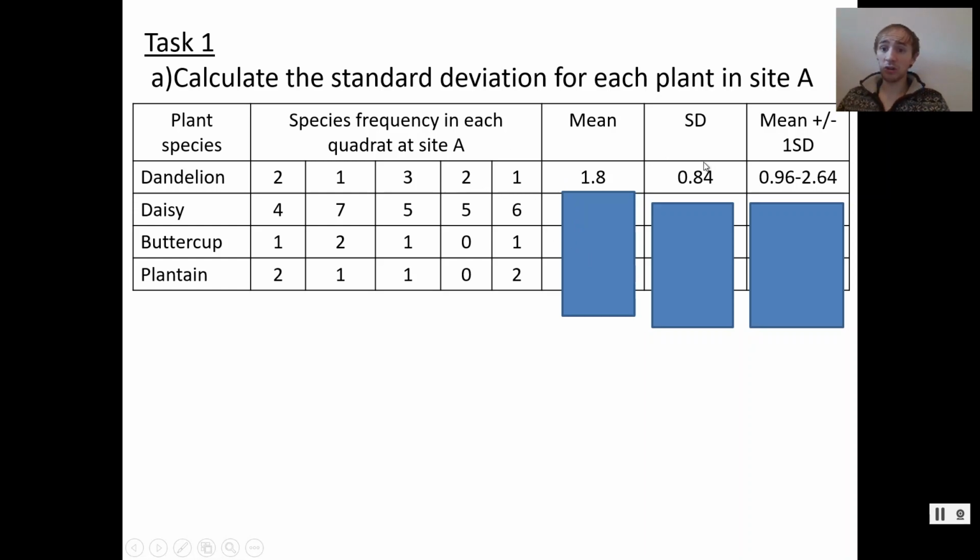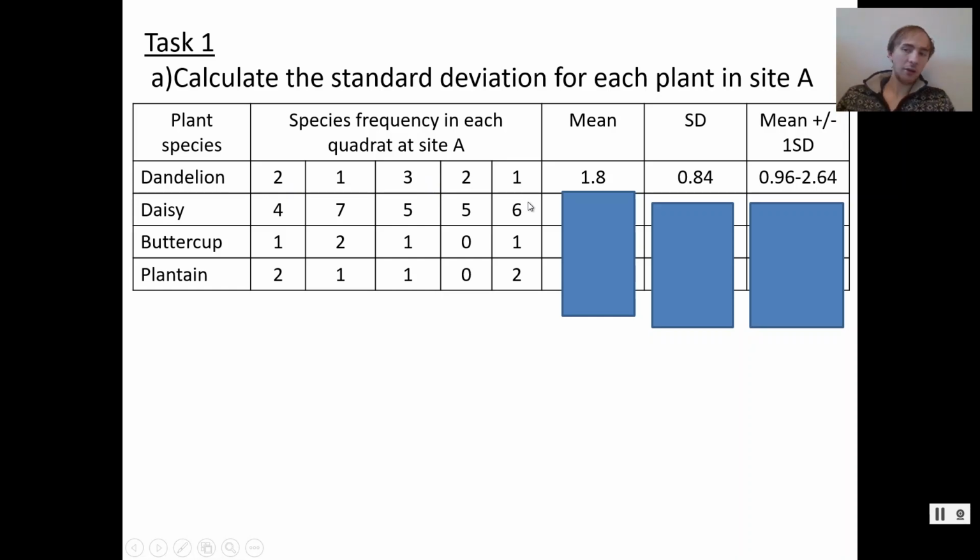The standard deviation, right? We take each of these, we subtract the mean. So we do 2 minus 1.8 squared. We do that for each one. We add it all together. So we have 2 minus 1.8 squared, add 1 minus 1.8 squared, add 3 minus 1.8 squared, add 2 minus 1.8 squared, add 1 minus 1.8 squared.